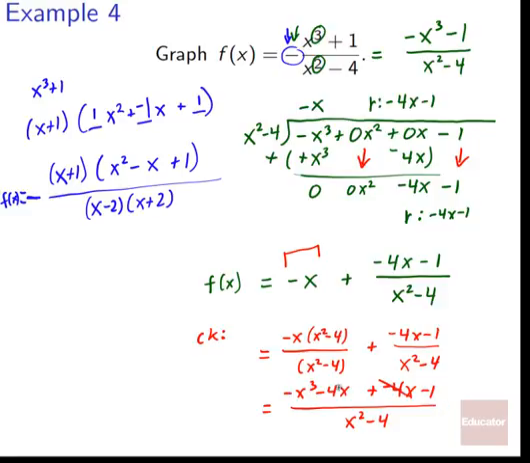So the negative 4x cancels with... That was my mistake. Negative x times negative 4 becomes positive 4x, so it does cancel out. Positive 4x and minus 4x, they cancel out. And we get negative x cubed minus 1 over x squared minus 4, which, as we already talked about, is the same thing as negative x cubed plus 1. We can distribute that negative and we get negative x cubed minus 1. So it checks out, that's good.